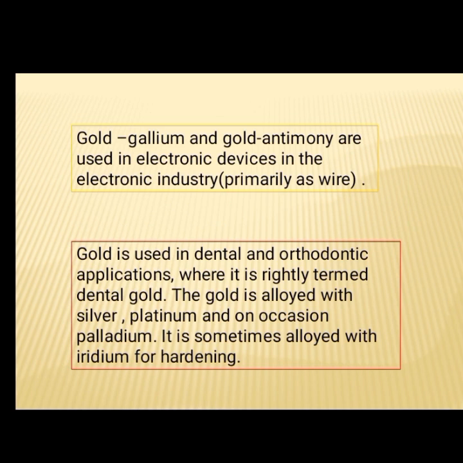Gold gallium and gold antimony are used in electronic devices in the electronic industry primarily as wire. Gold is used in dental applications where it is rightly termed dental gold. The gold is alloyed with silver, platinum and palladium. It is sometimes alloyed with iridium for hardening.